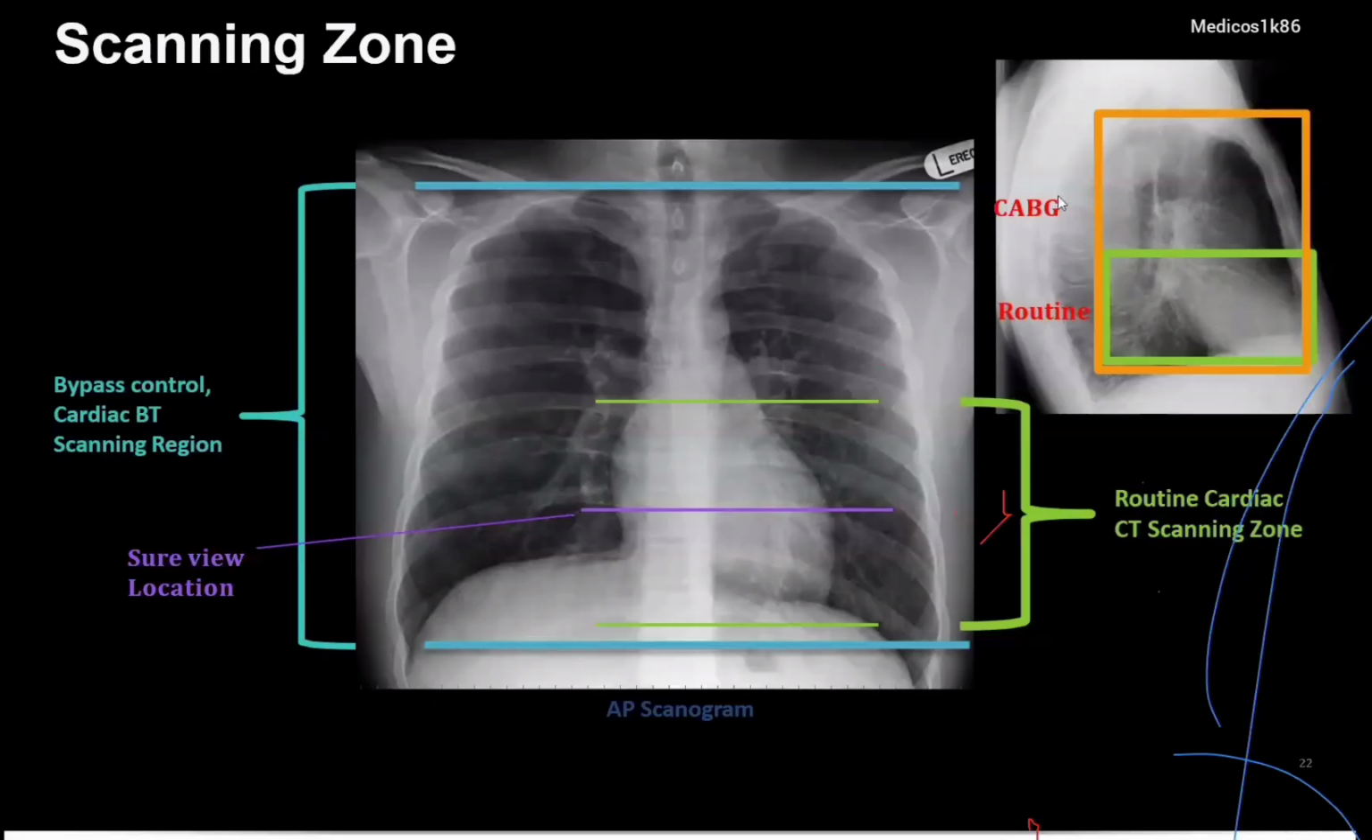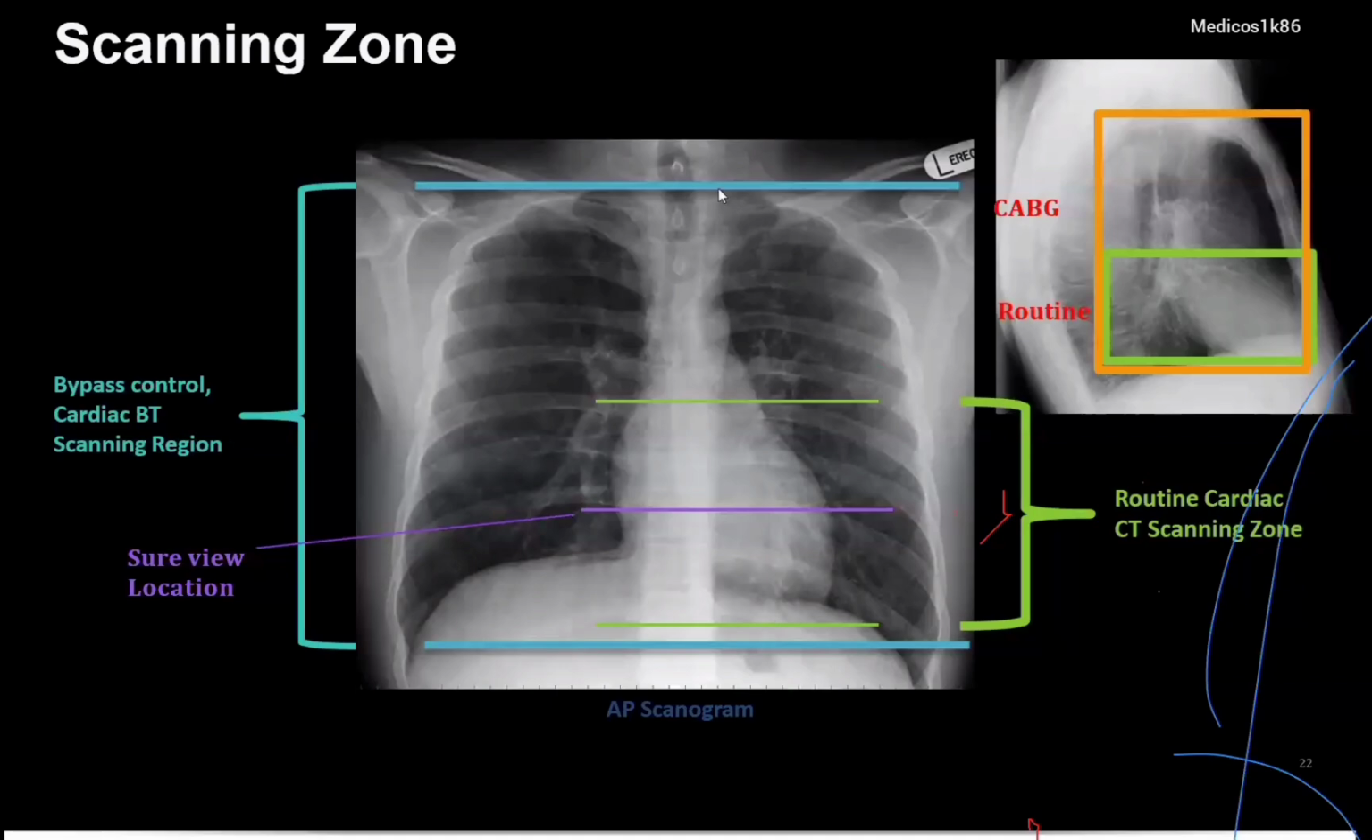What is the other blue line? The blue line is for when you are going to do a CABG acquisition, a bypass acquisition, and then you should cover a bigger area. You should start from above the left subclavian artery until 1 centimeter, 1.5 centimeters below the heart border again.